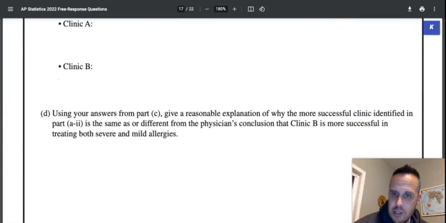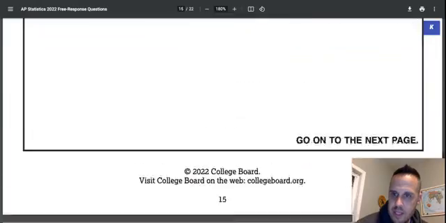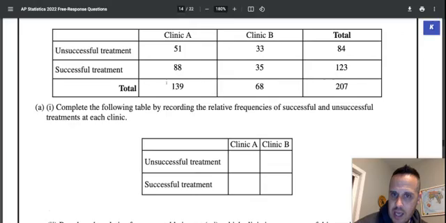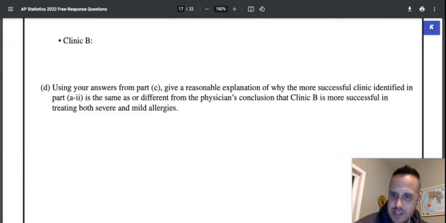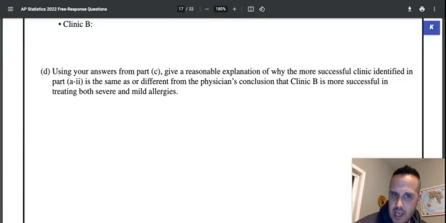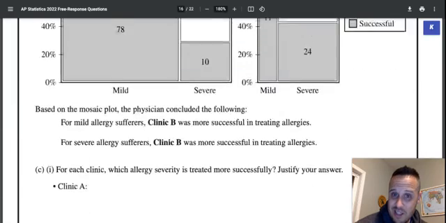And so using your answers from Part C, give a reasonable explanation why the more successful clinic identified in Part A is the same as or different from the conclusions in Part B. So in Part A, we said, who was the best? We said Clinic A was doing better. But here we're realizing Clinic B is better in both cases. So which one's actually better, right? Because we're saying which one's better in Part A. And using these answers from Part C, which one seems better? It seems like Clinic B is better.